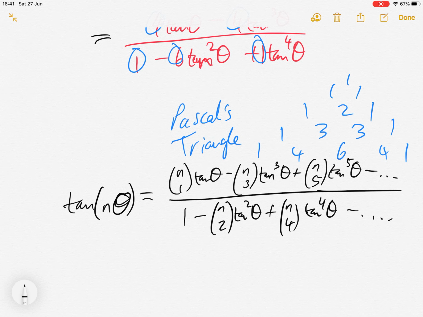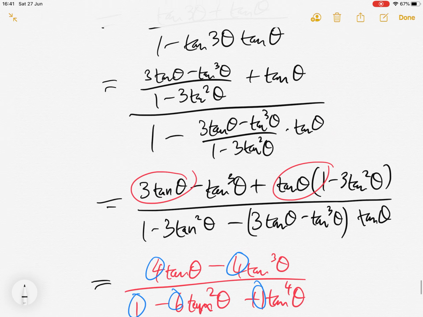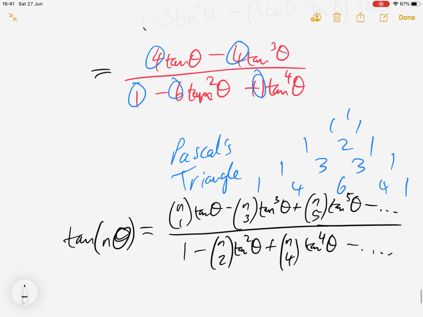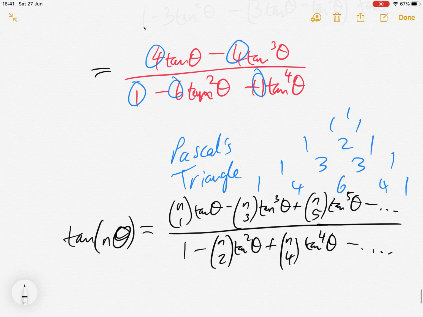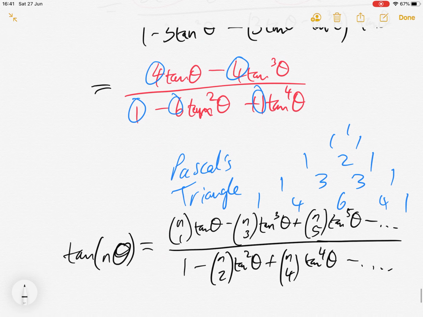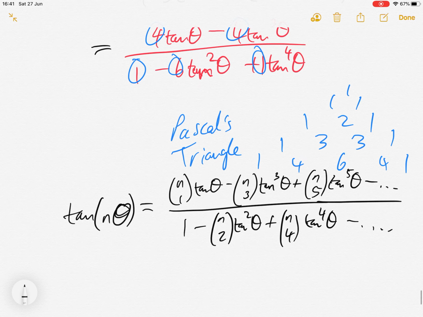Proof of this is a bit beyond us for now, but that's really interesting, really unexpected. You wouldn't expect to come across Pascal's triangle in this context. So I think that's a very surprising relationship.